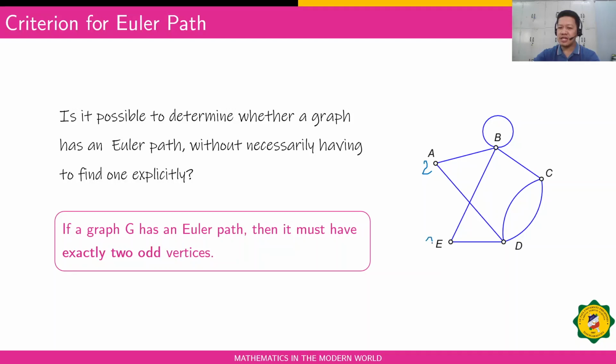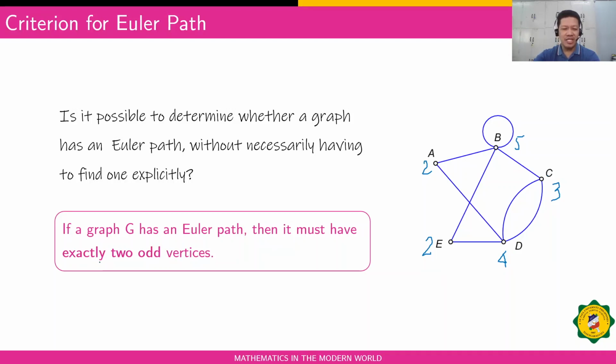Vertex E has a degree of 2. D, we have 1, 2, 3, 4. Vertex C has a degree of 3. And then vertex D has a degree of 5. 1, 2, 3, 4, 5. This is a loop, considered with a degree of 2. So this one is B. So among all these degrees, 2, 2, 4, 3, 5, how many are odd? There are 2 odd vertices. We have B and C.